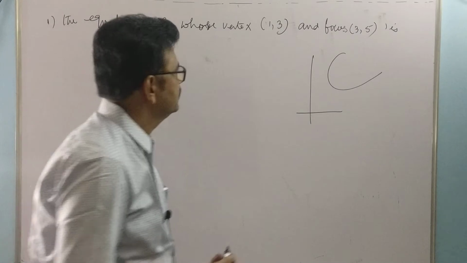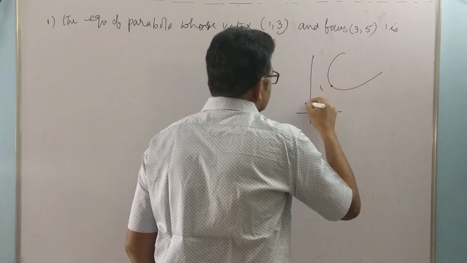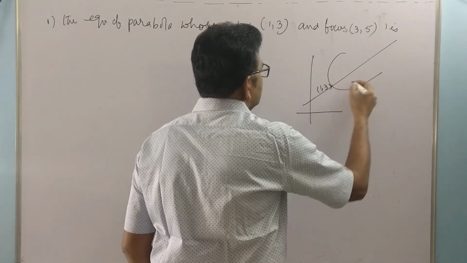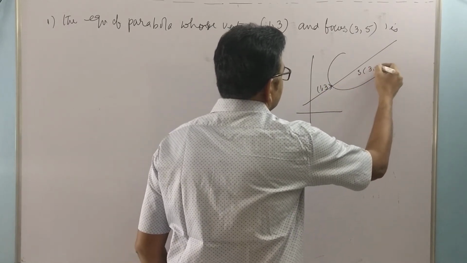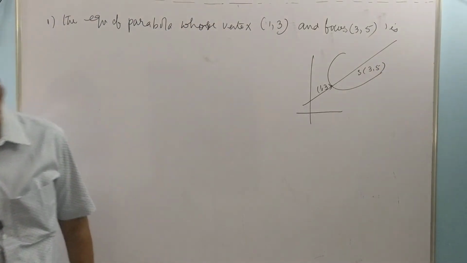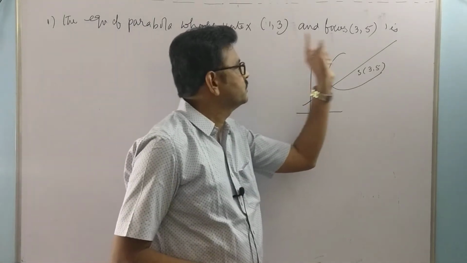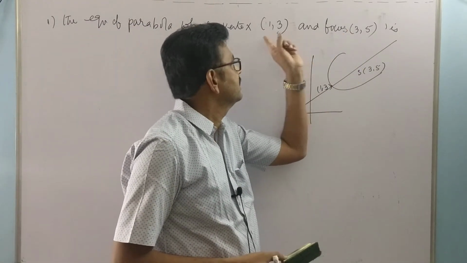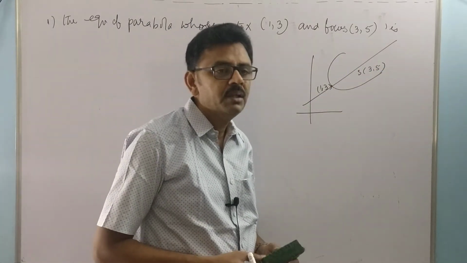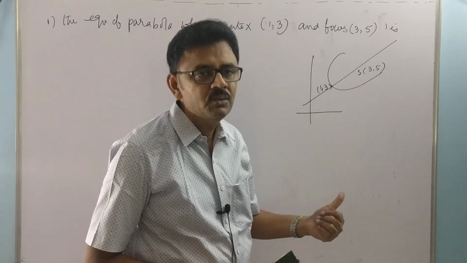So this is the vertex of the parabola, (1, 3), and the focus is (3, 5). So in general I can draw this parabola. No two x coordinates are equal, that means the x coordinates are not equal, the y coordinates are not equal. That means the parabola is not symmetric about the x-axis, not symmetric about the y-axis.